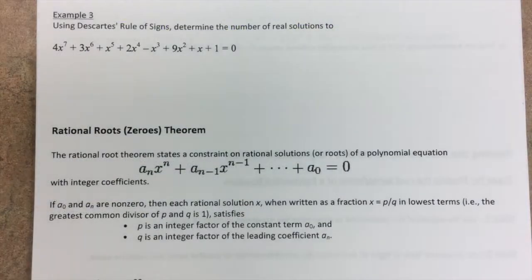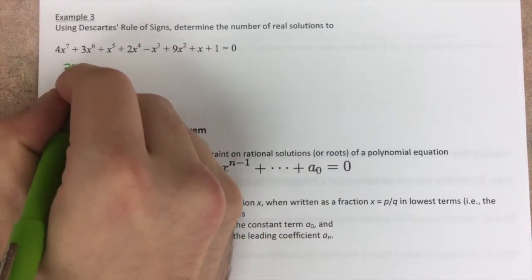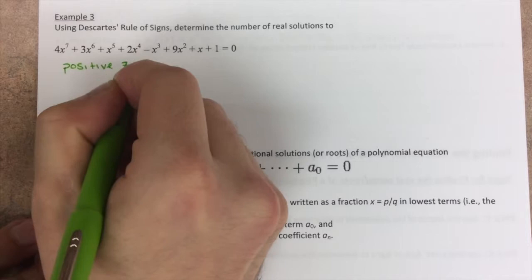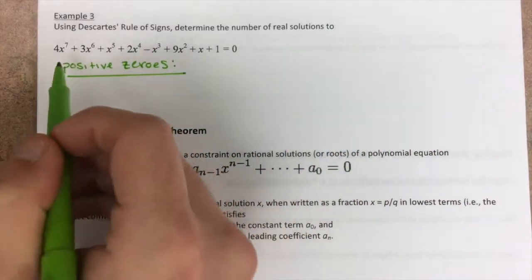So example 3. Using Descartes' rule of signs, determine the number of real solutions for this polynomial. So the number of real solutions. We want to figure out how many positive zeros I have and how many negative zeros I have. So positive zeros. We just look at the sign change.